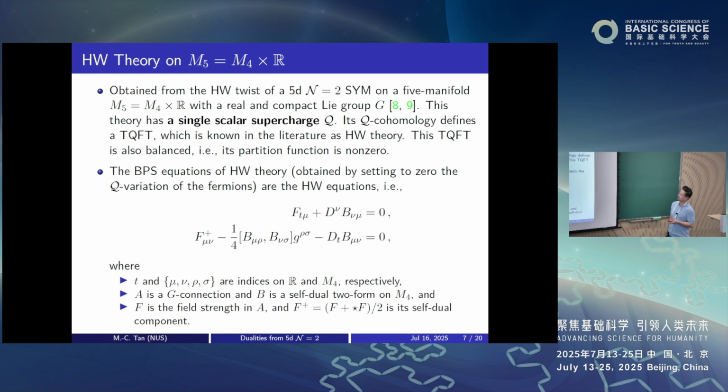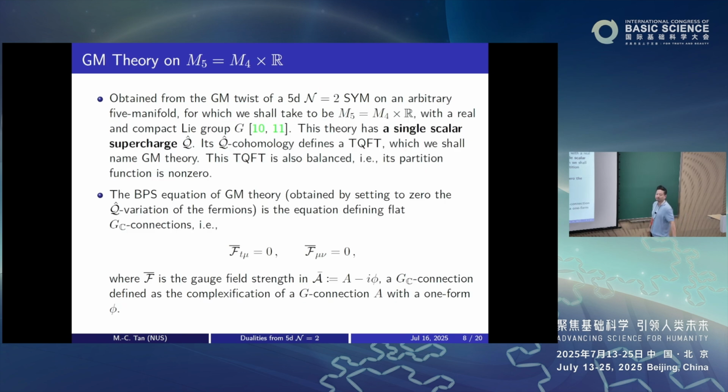Okay, so this is the usual HW theory. This is known. This is also featured in our previous work. Now this is less well known, but it's from a pretty old piece of work that Gaiotto-Moore defined. They define this twist that is definable on any generic 5-manifold. There's no Reeb vector in the equation because the equation is simply this, which is a flat G_C connection.